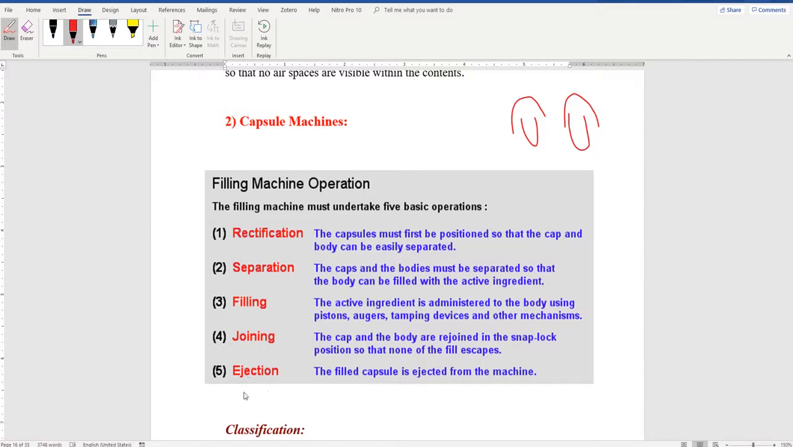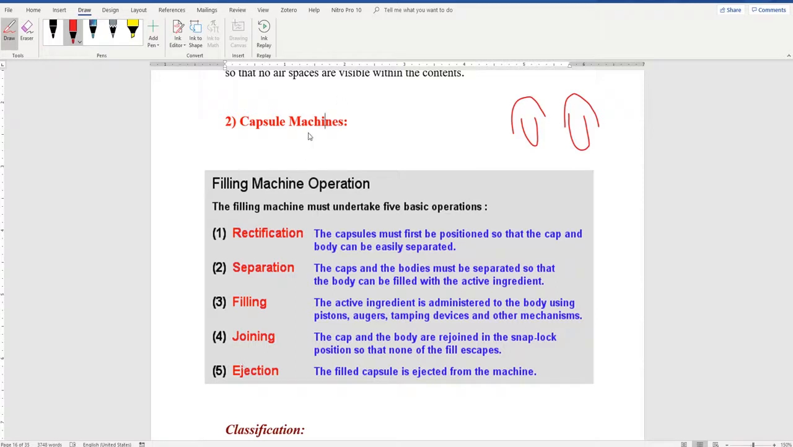So the last step, or step number 5, the machine will do is ejection, yani taking out the capsules from the machine. That is the ejection part. So you have to memorize these 5 steps in sequence. First, rectification or aligning, separation, filling, joining, ejection.